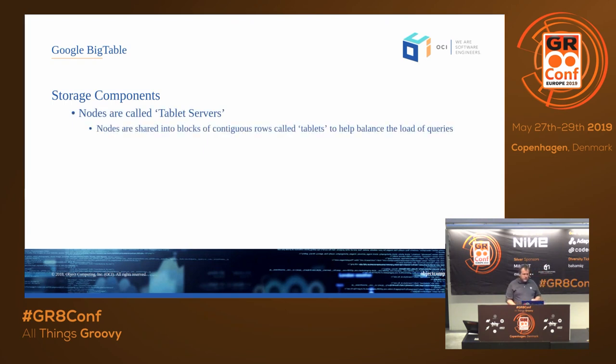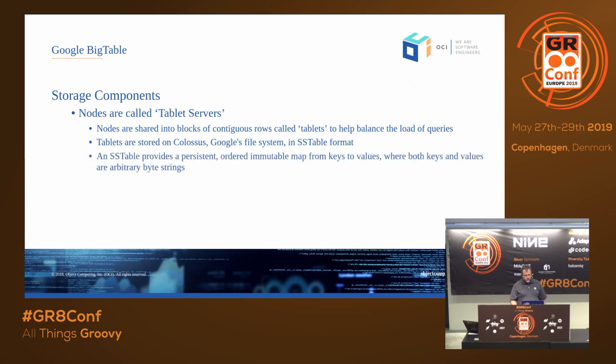So I'll teach you a little bit about the vocabulary here. So nodes are called tablet servers. So if you're talking to Hadoop people, you're going to ask about tablet servers. And they're just shared into blocks of contiguous rows called tablets. And that helps balance the load of queries across a group of servers. And all of this is happening behind the scenes, so it doesn't even look like any of these are happening. But it helps to understand what this is, because it gets really confusing when I show you the code and when you try to get data in and out of this.